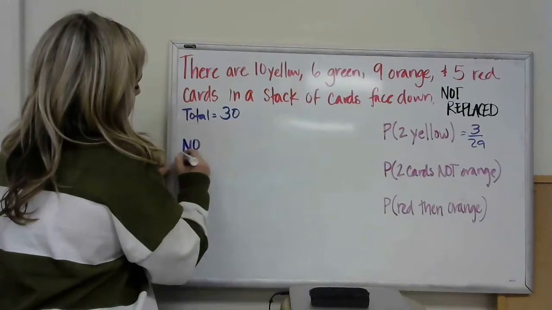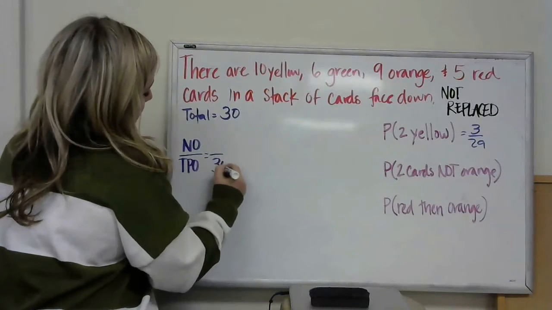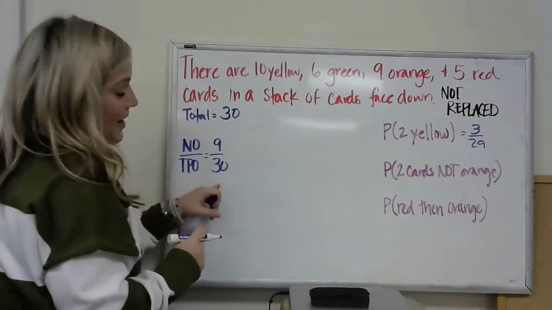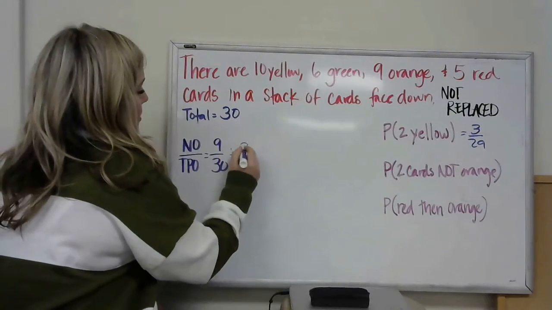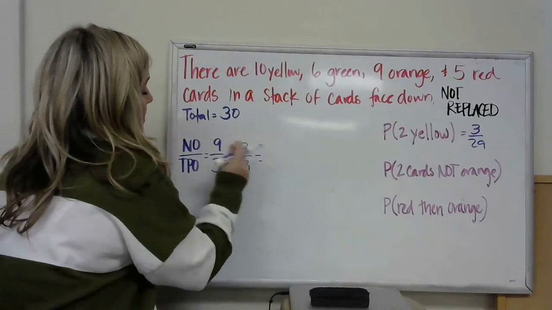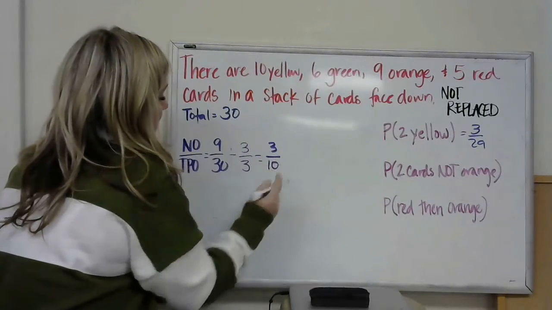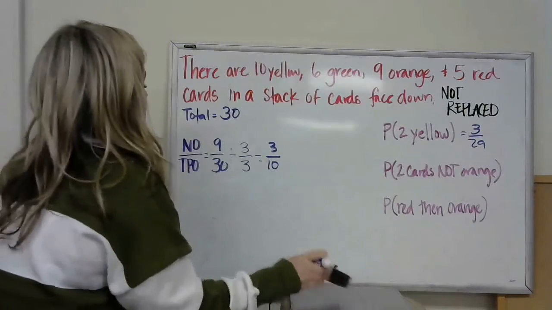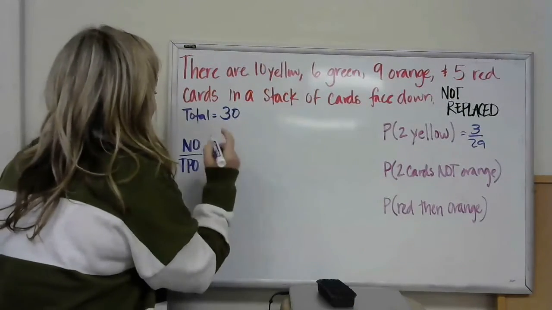Not orange over total possible outcomes. We have 30 total possible outcomes and 9 oranges. And I know this can reduce. I can divide both of these by 3 and simplify it. 9 divided by 3 is 3, and 30 divided by 3 is 10. Oh, I'm sorry, not orange. Sorry, hold on. I was doing orange, not not orange.